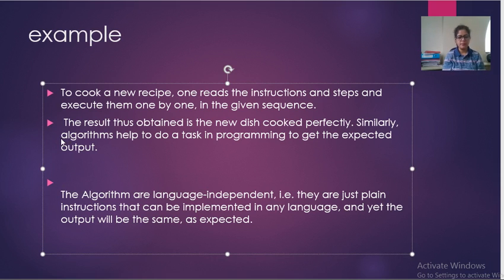Now the next thing is algorithms are language independent. What is language independent? Language independent means you are not restricted to make use of some programming language to write the algorithm. You can write algorithm in any language. So you can simply use English language to write the algorithm. They are just plain instructions that can be implemented in any language. So you can write algorithm in normal English language, and after that you can convert that algorithm into any language like C++, Java, whatever language you want to use.